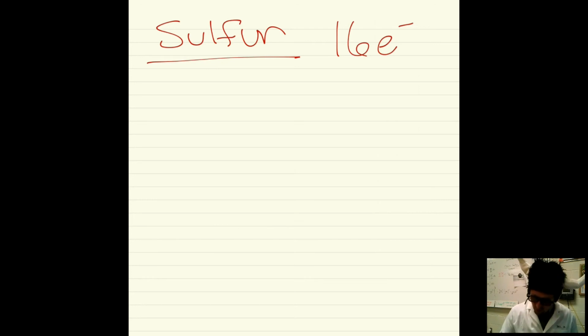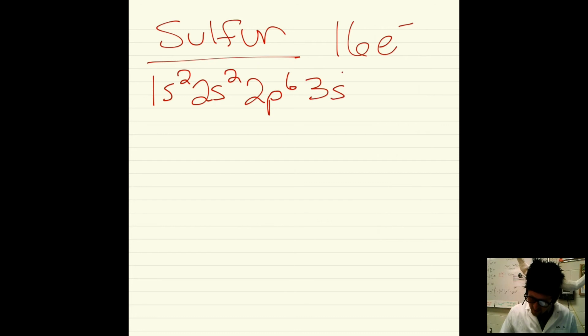So we go 1s2, 2s2, 2p6, 3s2, and then from there sulfur is at 3p4. Just to double check, we go 2 plus 2 is 4, plus 6 is 10, plus 2 is 12, plus 4 is 16. So we have accounted for all of those electrons.